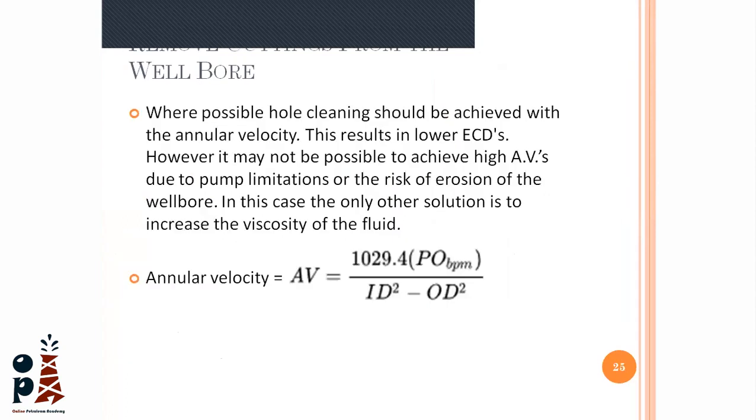Okay. So guys, this is the equation of the annular velocity. It is the output divided by the annular volume, and this number is just a conversion number, as I told you in the equation of the pressure.